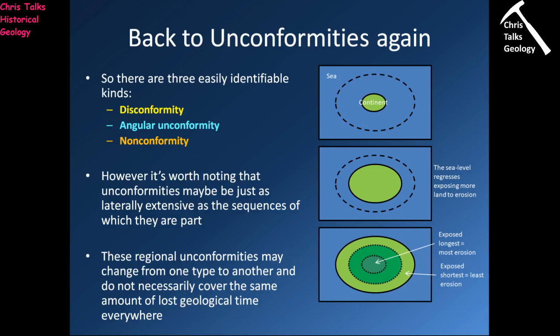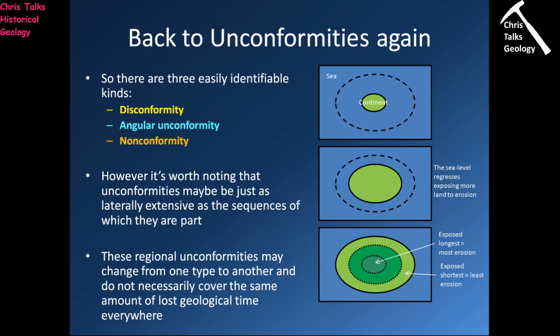Okay, so let's think of unconformities. So if you remember, there are four types of unconformity: disconformity, angular unconformity, nonconformity, and paraconformity. Now, paraconformities are a bit of a pain to identify, so most of the time when we talk about unconformities, we're only really talking about the first three: disconformity, angular unconformity, and nonconformity.